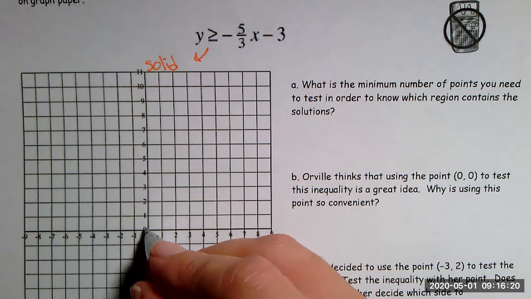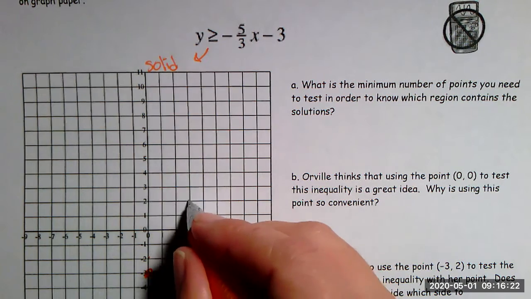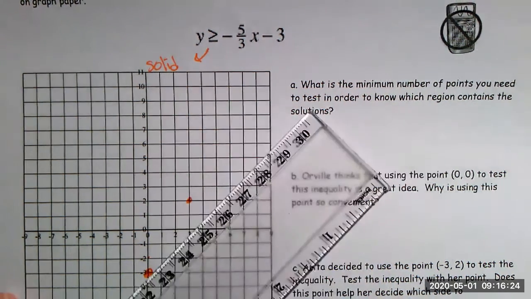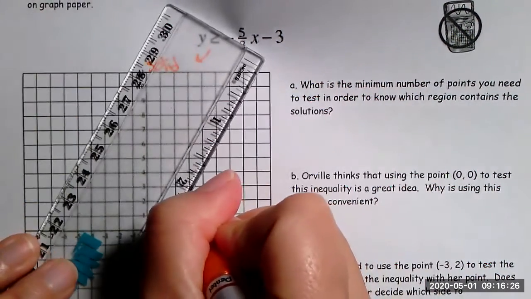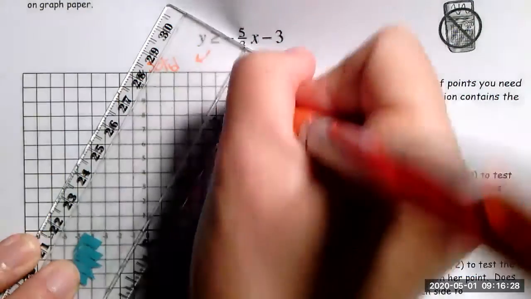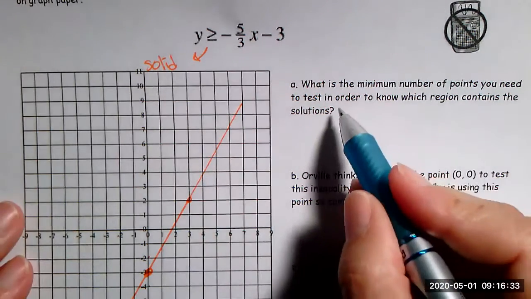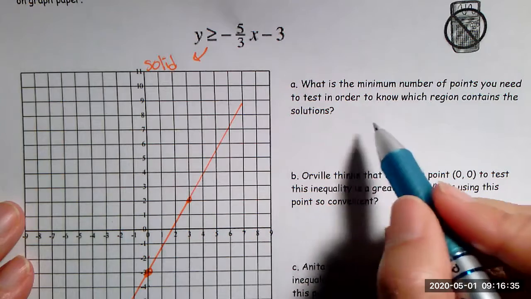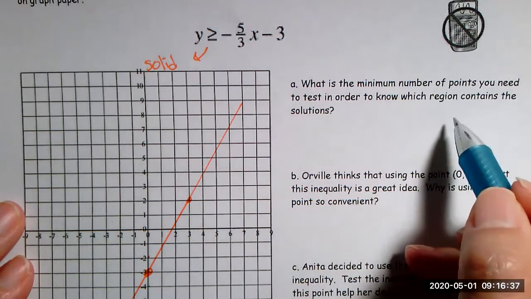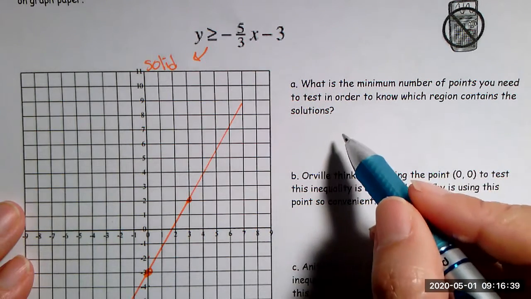I'm going to go up 1, 2, 3, 4, 5, 1, 2, 3, just so that we have a good picture. All right, so there's my line. So what's the minimum number of points you need to test in order to know which region contains the solutions?